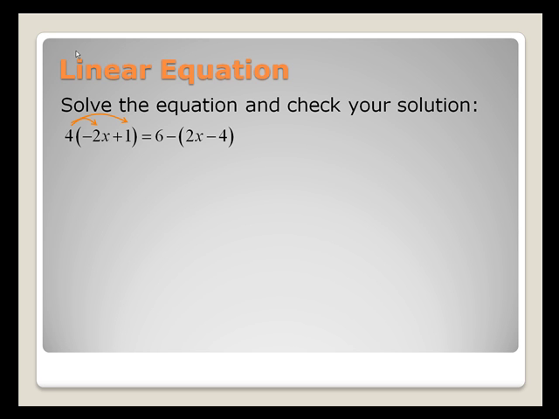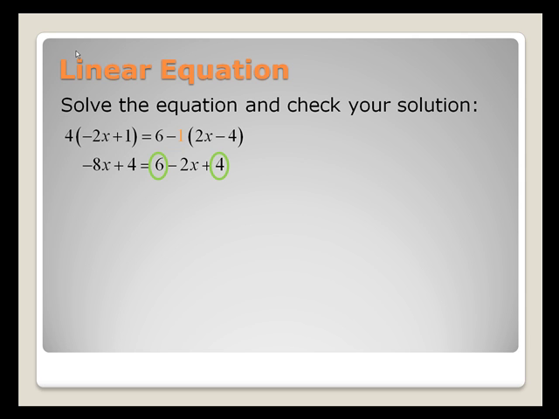Notice on the right-hand side, the set of parentheses has a negative in front of it, but no number. That's as if we had a negative 1 in front of the set of parentheses, and we will distribute that negative 1. On the left-hand side, distributing gives us negative 8x plus 4, and on the right-hand side, we have 6 minus 2x plus 4. Notice the negative 1 times the negative 4 makes a positive 4.